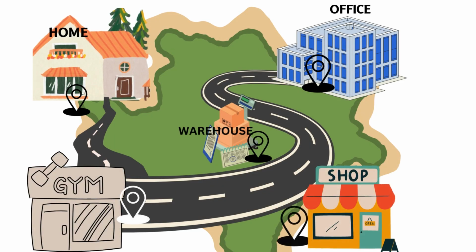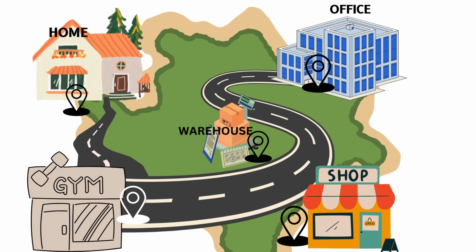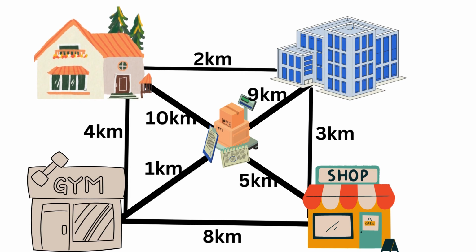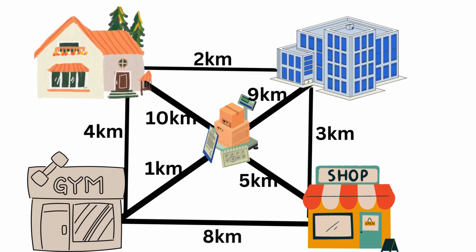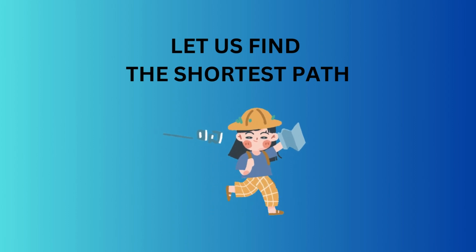Now here we have 5 locations: warehouse, gym, home, office, shop, and these locations are represented as an undirected graph with corresponding weights in kilometer. So, let us find the shortest path from the given locations.